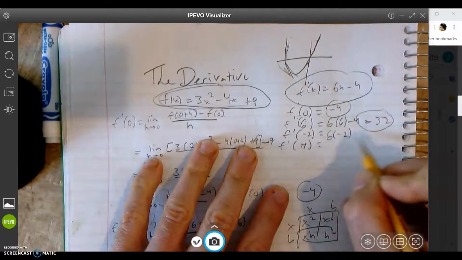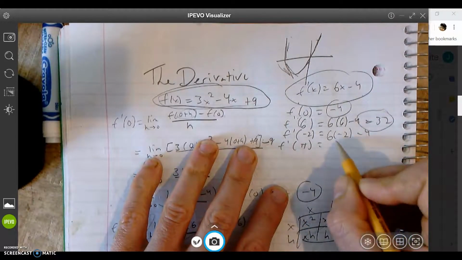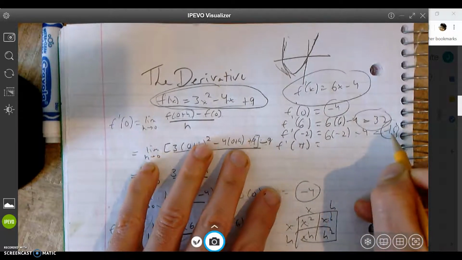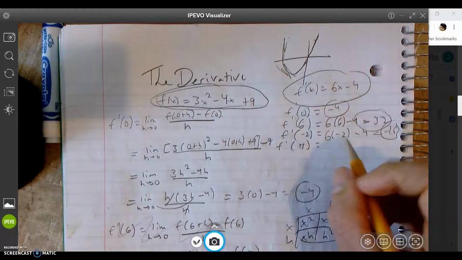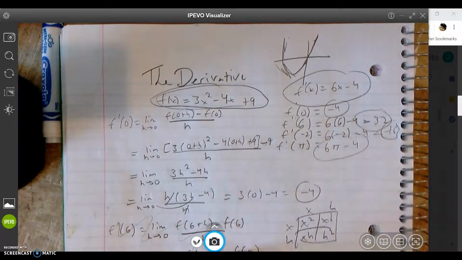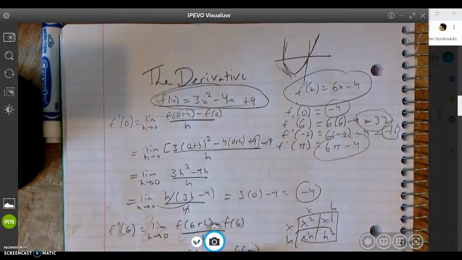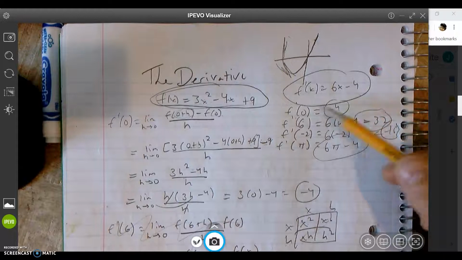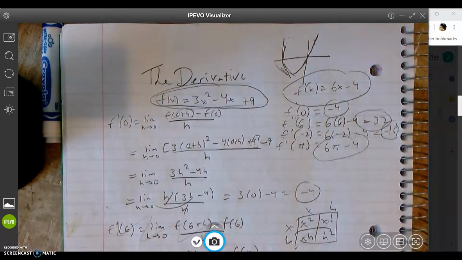So f prime of negative 2 is, this is so much easier, 6 times negative 2 minus 4, which is negative 12 minus 4, which is negative 16. That's the slope at negative 2 of this parabola. And then pi is just 6 pi minus 4, boom, whatever that is. So now I've knocked out the derivative, and so I can now find the slope at any point I want. Easy. Cool.